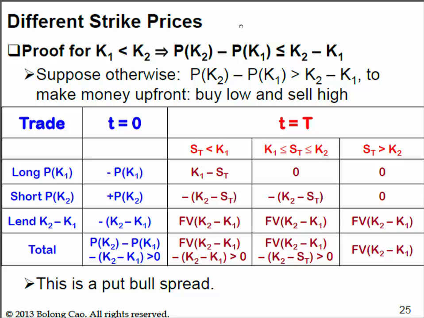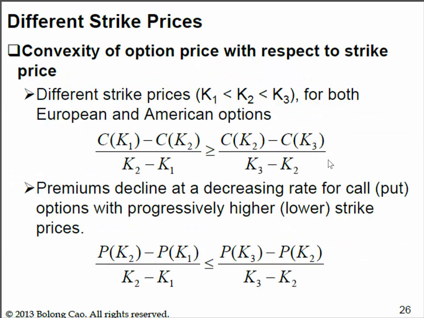So this actually shows us, right? It proves to us that the difference in the strike prices should be higher than the differences in the option premium. Now let's talk about the so-called convexity of option prices with respect to strike price.